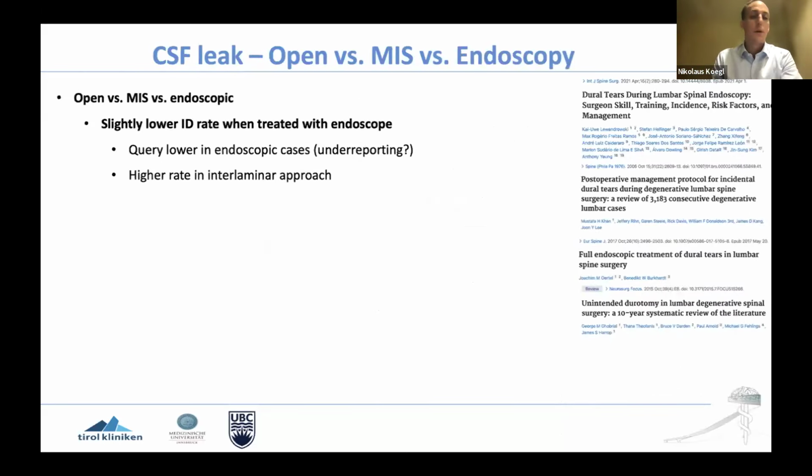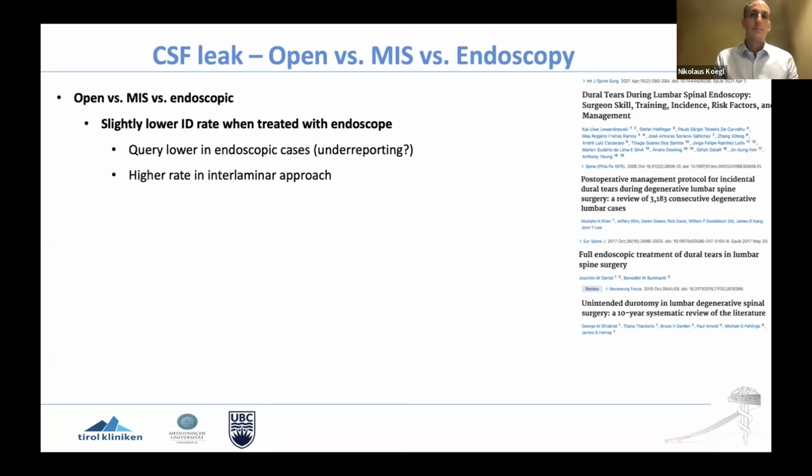So generally speaking about the risks of CSF leak, apparently endoscopic has a lower risk. However, if you use an interlaminar approach, that ratio goes up a bit higher. As I mentioned, it might be underreported just because small pinholes or arachnoid blebs might not be apparent and the CSF might not be seen.